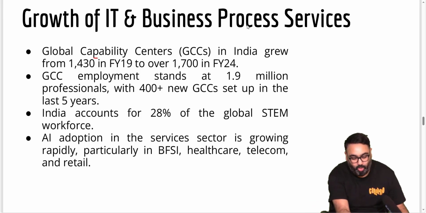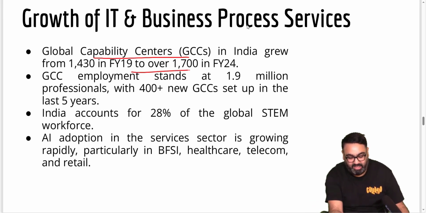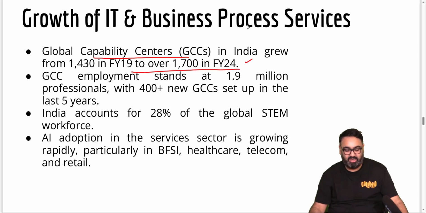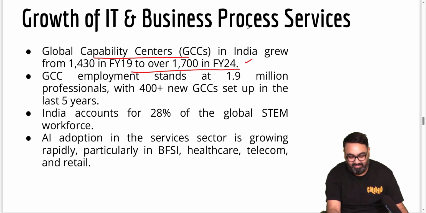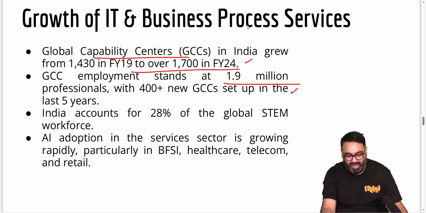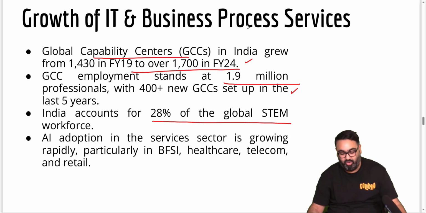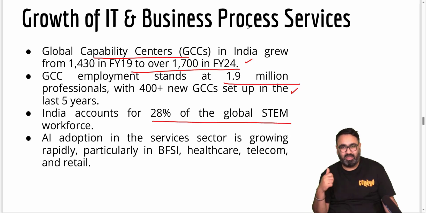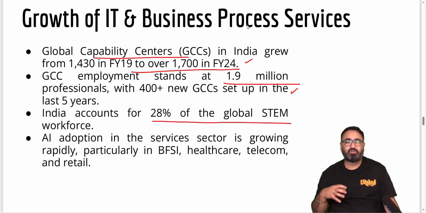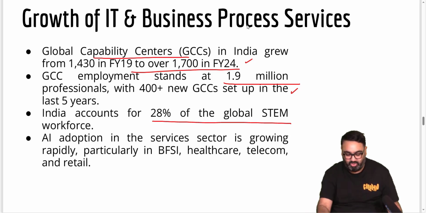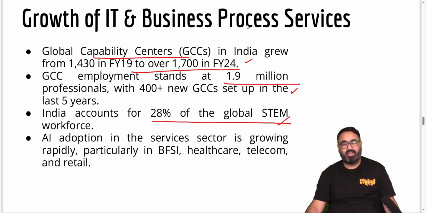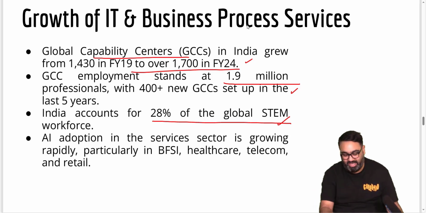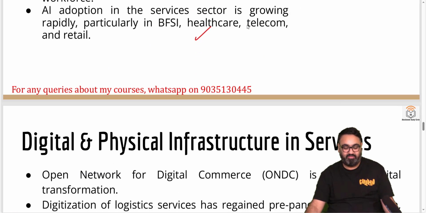India has grown its global capability centers from 1430 to 1700 in this financial year. Our employment also stands at 1.9 million professionals. India has about 28%, so more than 1 in 4 of the professionals working in STEM are in India. STEM is basically science, technology, engineering, mathematics. These are the areas which are driving the world's growth and innovation forward. 28% of those professionals come from India. A lot of other Indian sectors have also seen adoption of AI in a pretty impressive way. That also has been mentioned in this year's economic survey.